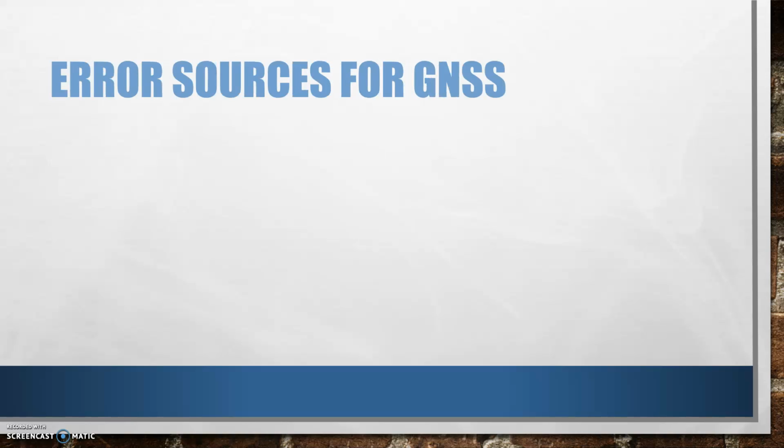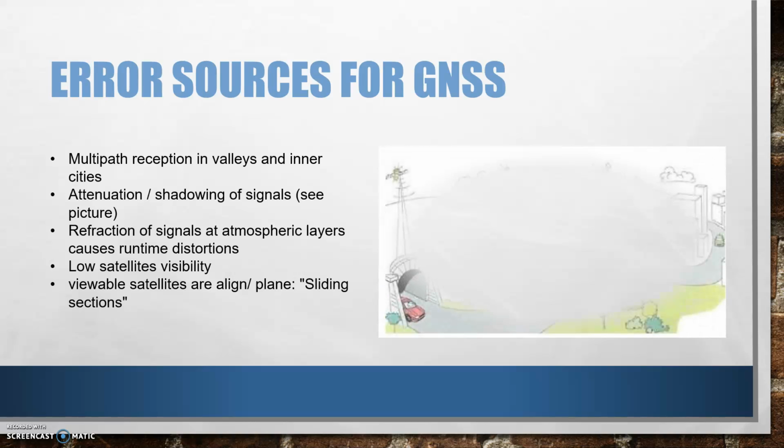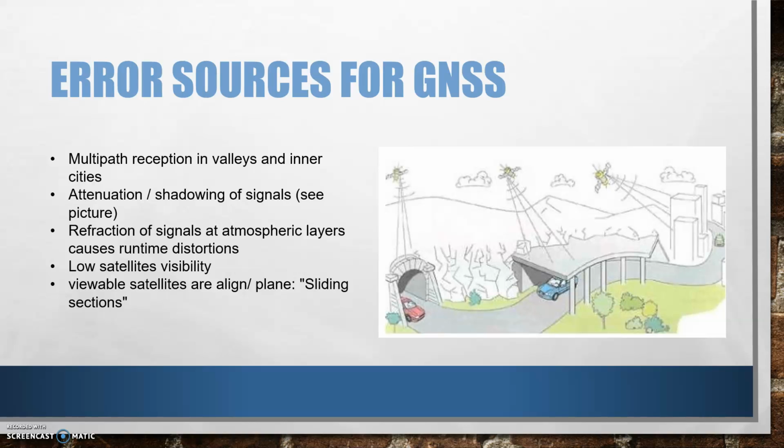So moving over to the error sources for a GNSS. Multipath reception in valleys and inner cities can cause error while using global navigation satellite systems. Attenuation and shadowing of a signal, as you can see in the picture, also occurs, and that can also lead to problems while locating through GNSS. Low satellite visibility and few viewable satellites, aligned plane sliding sections.